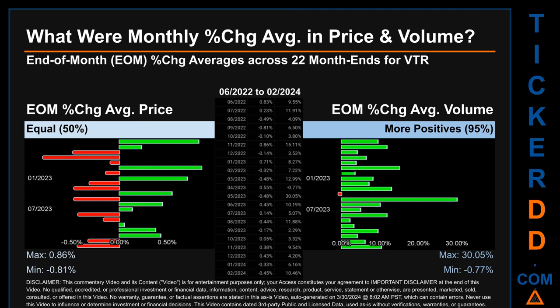Price saw an end-of-month max of 0.86% in average percentage change, along with a minimum of -0.81%. For volume, the maximum and the minimum monthly percentage change were respectively 30.05% and -0.77%.